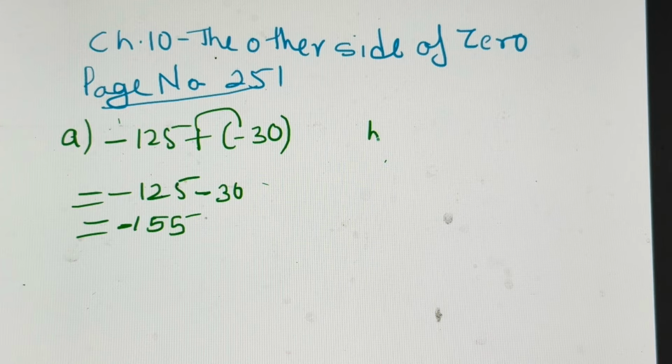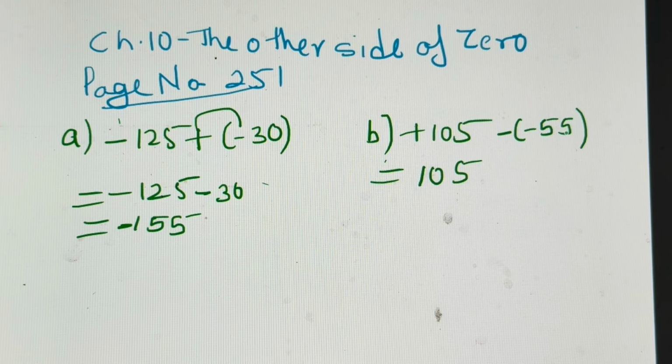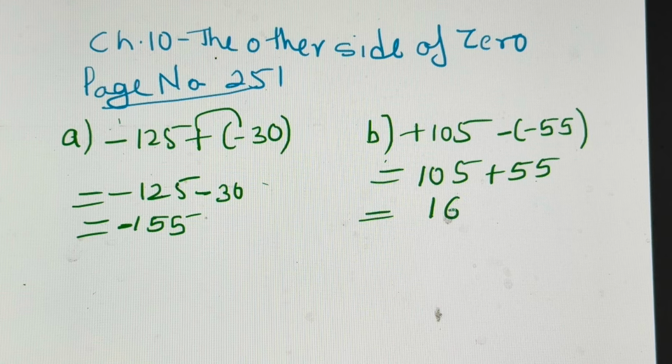Correct? Now question number B. Plus 105 minus 55. So when there are two different signs, we saw this earlier also, then we change it into a plus sign. We can write the additive inverse of this. So plus 55, minus minus becomes plus. So 105 plus 55 gives you 160. That is your answer number B.